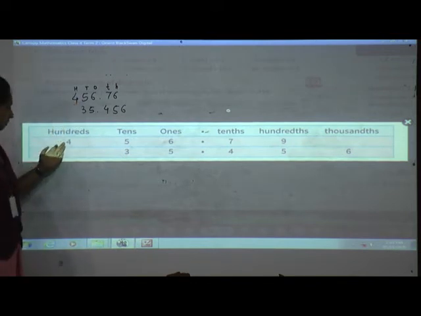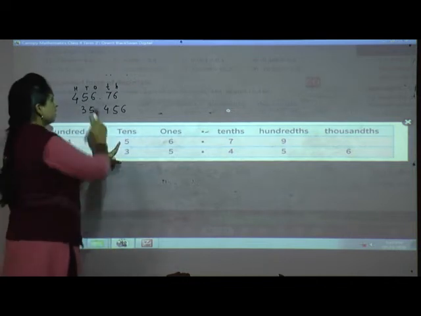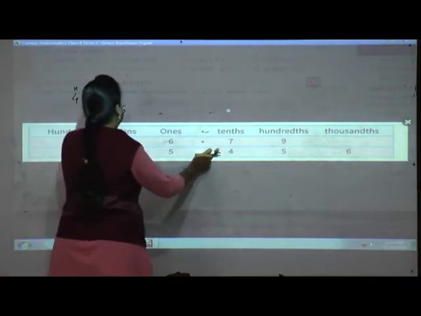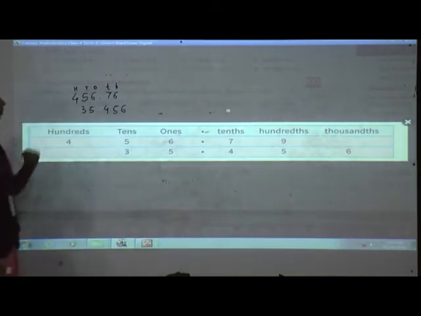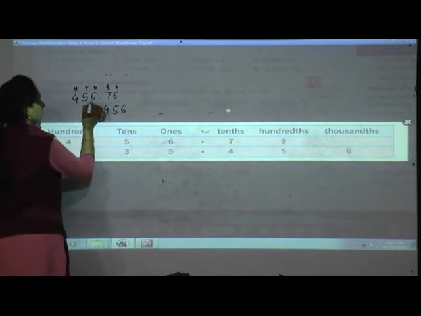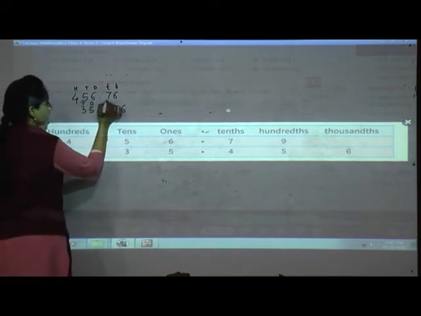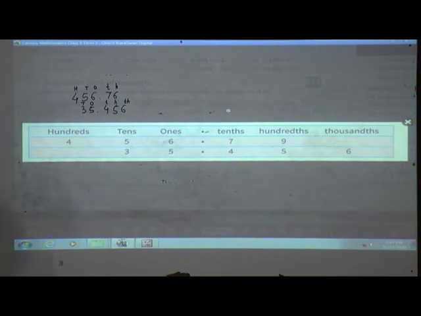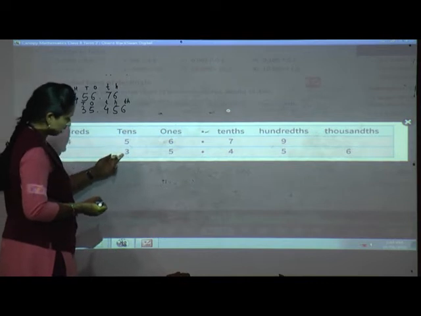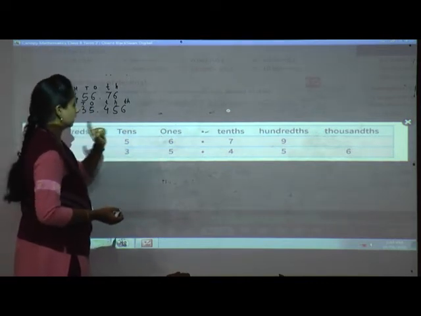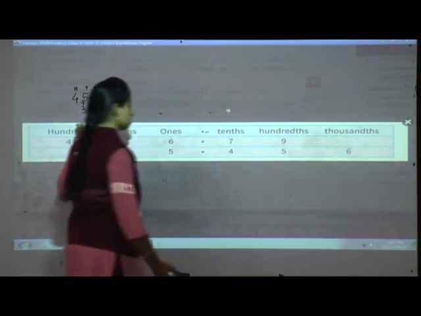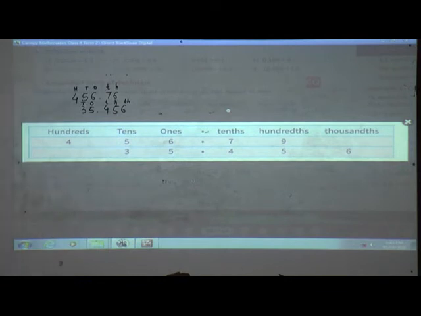See, 4 in the hundreds place, yes, correct. 5 in the tens place, 6 in the ones place, then the decimal point, then the tenths place is 7, the hundredths place is 9, correct. Now what about this? See, before the decimal, ones and tens, after the decimal, tenths, hundredths and thousandths, isn't it? Now we will cross check. Come on, see, tens place 3, ones place 5, correct, tenths place 4, hundredths place 5, and thousandths place 6. Clear?